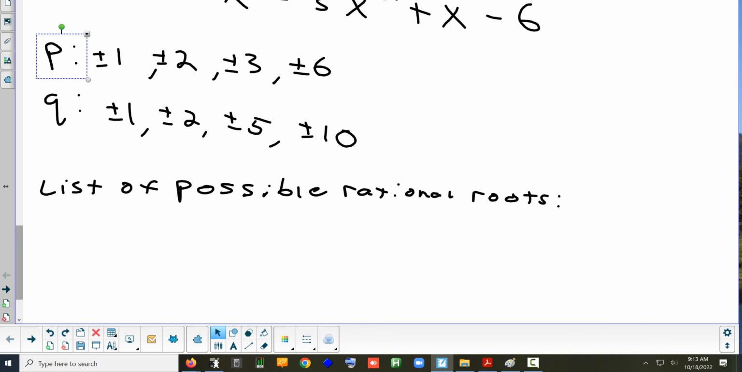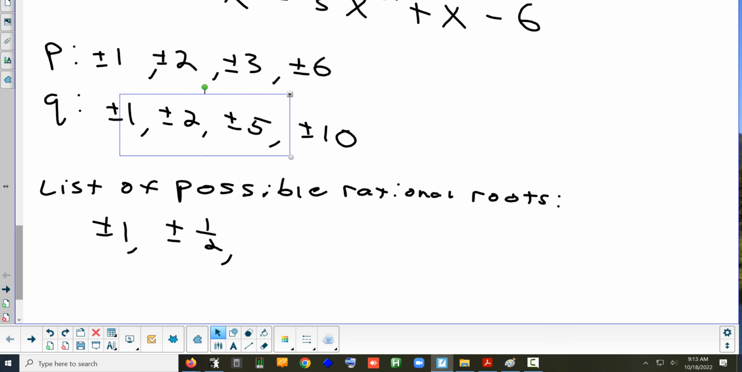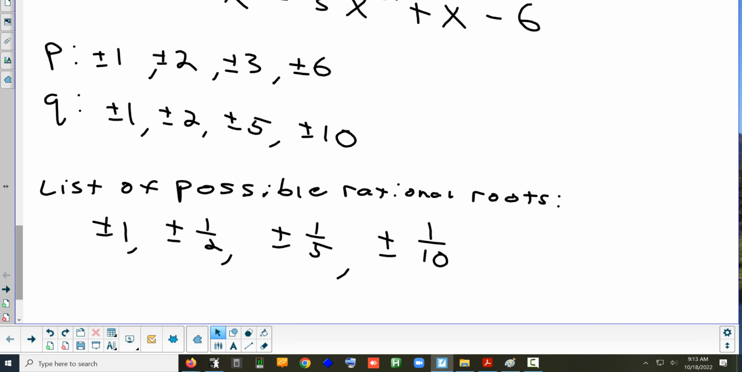So remember, it's P over Q. So you could have 1 over 1. You could have 1 in the top, 2 in the bottom. You could have 1 in the top, 5 in the bottom. You could have 1 in the top, 10 in the bottom. That's every possible answer with a 1 in the top. Now let's list the answers with a 2 in the top.